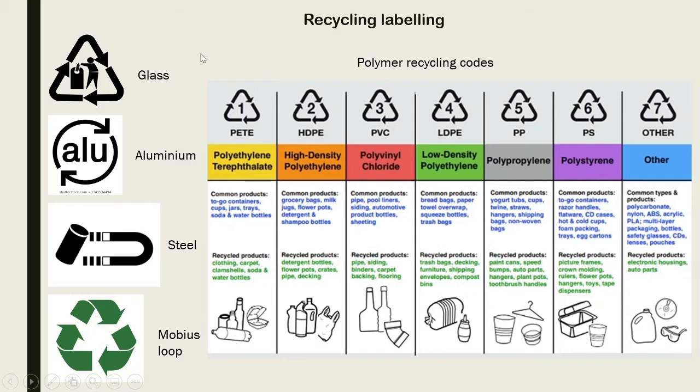A few that you might not have seen before are things that you'll see on glass, aluminium, and steel. And the general term for the triangle is just called the Mobius loop, not just the recycling symbol. So when you're doing it in the exam, do refer to it as the Mobius loop, not the recycling symbol. And the whole point of all of these symbols is that at the recycling centre, it's much easier to sort them out.